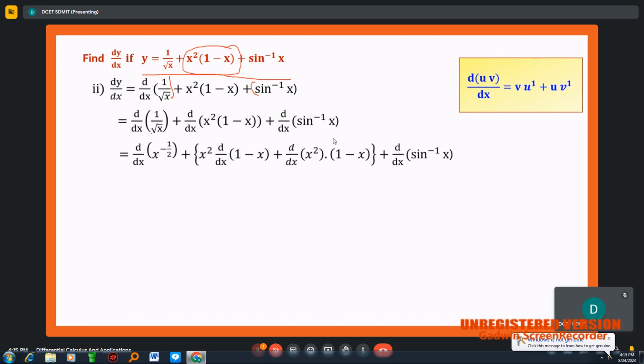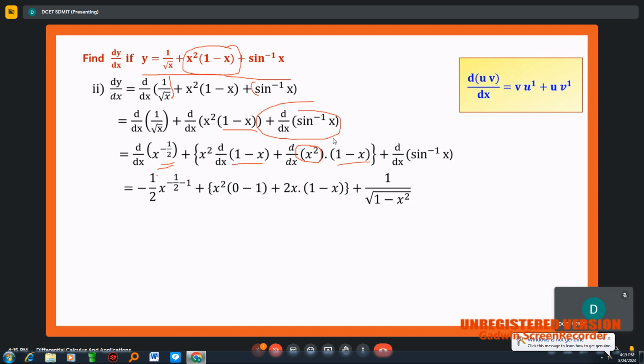That is, differentiation of 1 by root x, I am writing in the form of x to the power of minus 1 by 2, plus x square is kept constant, differentiation of (1 minus x), plus d by dx. The second term is kept constant, that is 1 minus x is kept constant, differentiation of x square, plus differentiation of sine inverse x. Now, for the differentiation of x to the power of minus 1 by 2, we apply the power rule, that is minus 1 by 2 into x to the power of minus 1 by 2 minus 1.